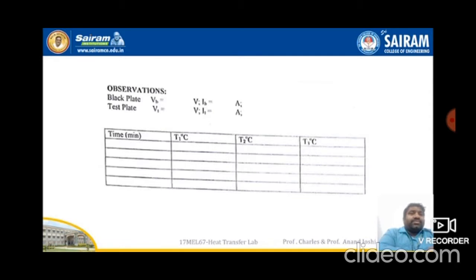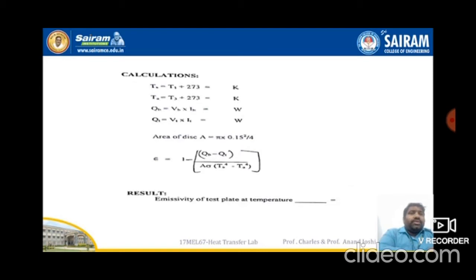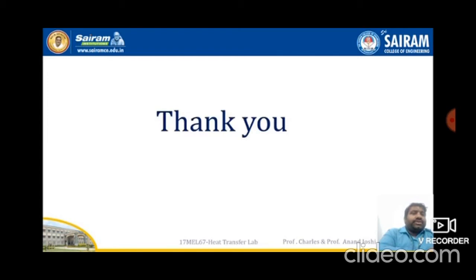And these are the observations. Black plate and test plate voltage and currents will be given, that you have to observe. And this is the table of T1, T2 and T3 temperatures at different time levels. And this is the calculations part, where you substitute and get the value for the emissivity of the test plate at a temperature. Okay, thanks for watching this video.